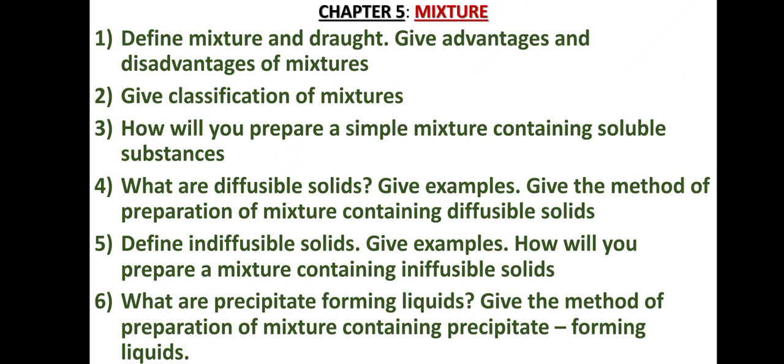So moving to chapter number 5, mixtures. So this is also one of the important chapter. We can see important questions one by one. First question, define mixture and draught. Give advantages and disadvantages of mixture.